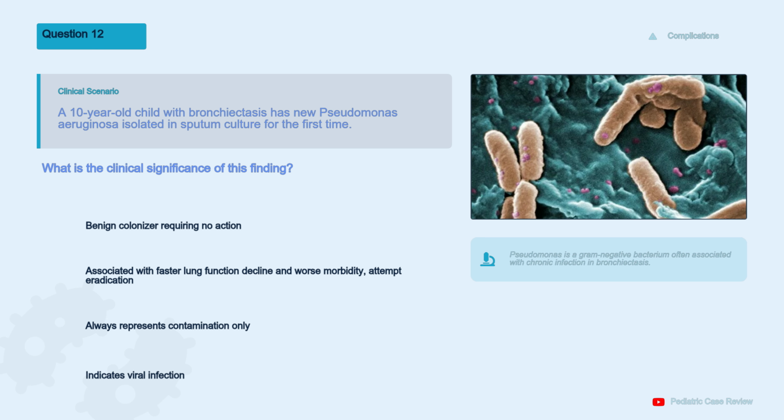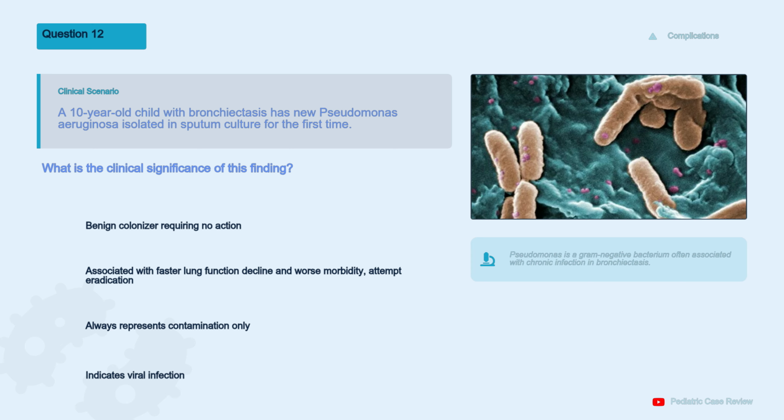Question 12. A 10-year-old child with bronchiectasis has new Pseudomonas aeruginosa isolated in sputum culture for the first time. What is the clinical significance of this microbiological finding? Option A, benign colonizer requiring no action whatsoever. Option B, associated with faster lung function decline and worse morbidity, therefore attempt eradication.